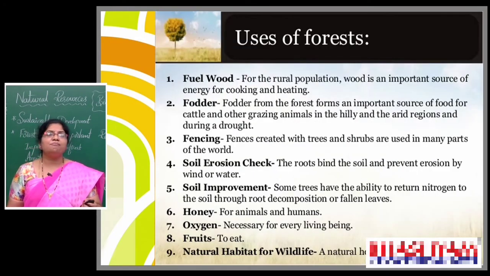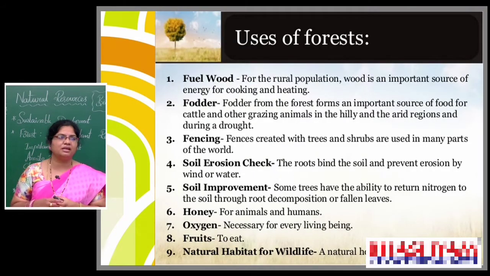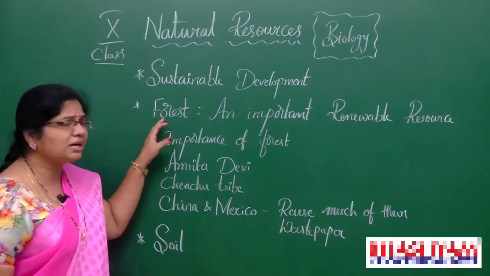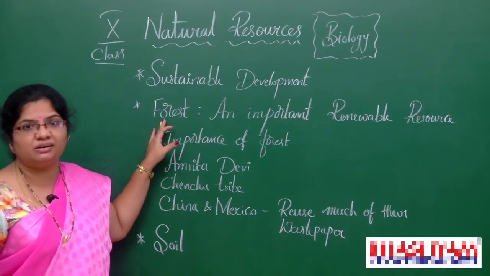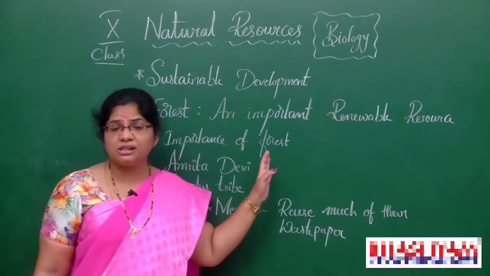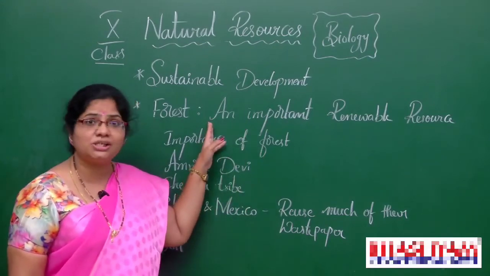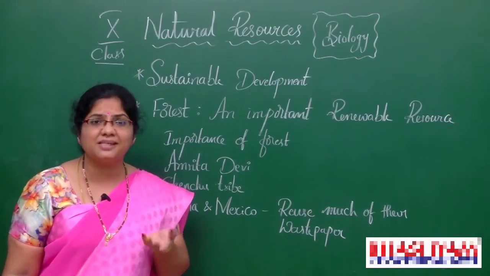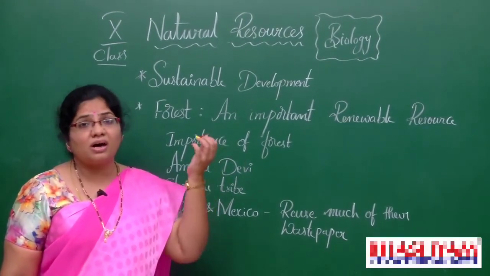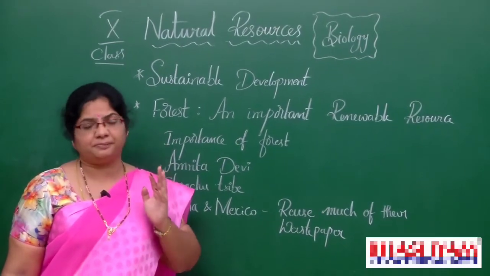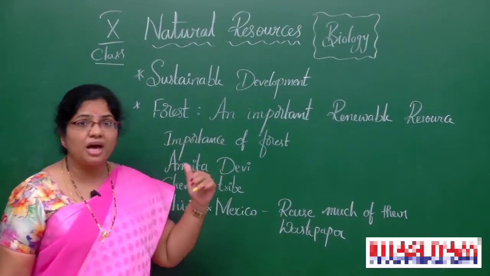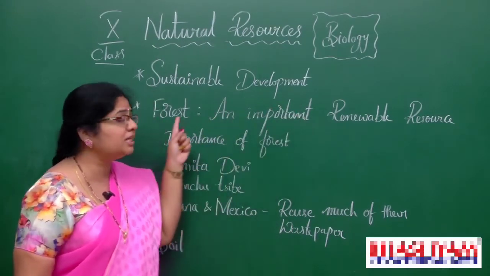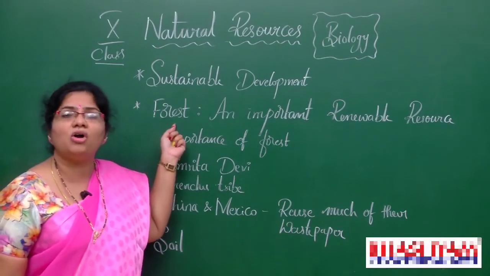The next important resource, see children, is forest. Forest is one of the important natural resources. It is a renewable resource also. Not only is it a natural resource, it is a renewable resource. That means if you utilize any kind of substances in the forest, the forest has the capacity to replace it. But this one also we are misusing and overusing. That is why this renewable forest resource is going to become non-renewable.